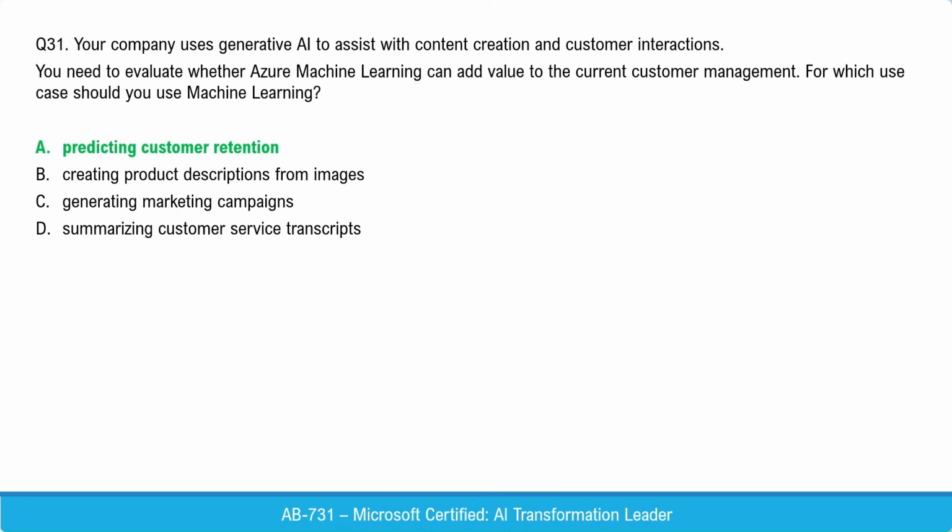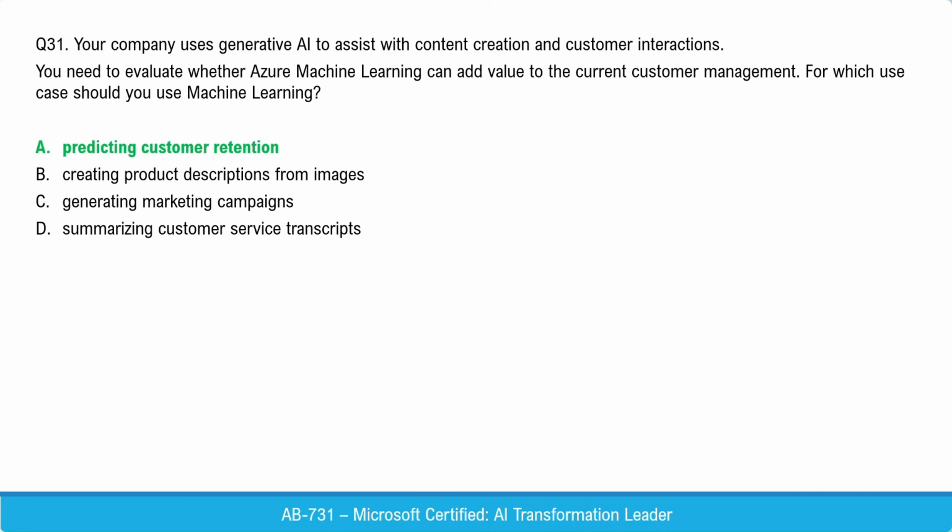Option A, predicting customer retention fits perfectly into this category. It involves analyzing past customer behavior, identifying patterns such as churn signals, and predicting whether a customer is likely to stay or leave. This is a classic machine learning use case. So option A is the right answer.